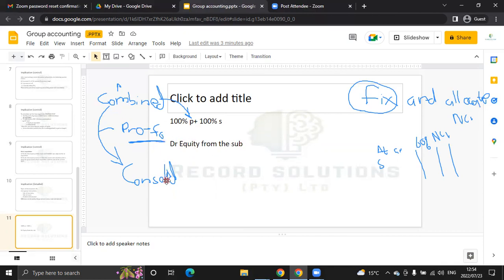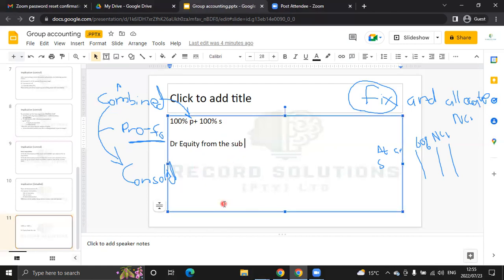So basically that's the equity that we bought at acquisition. That's what it means, right? We take it out, because from the group perspective, you cannot buy from yourself, right? So you have to take it out. This is the first thing. And then the second thing: we debit this, and then what do we credit?